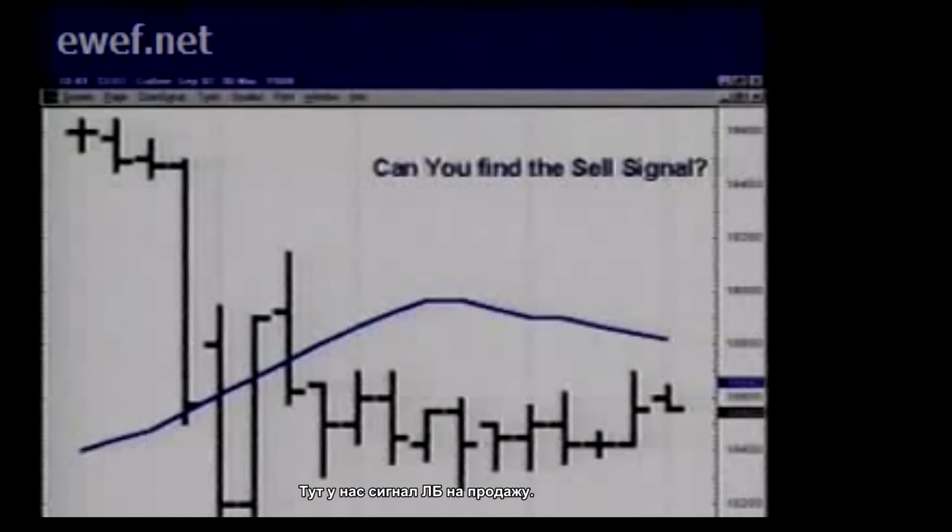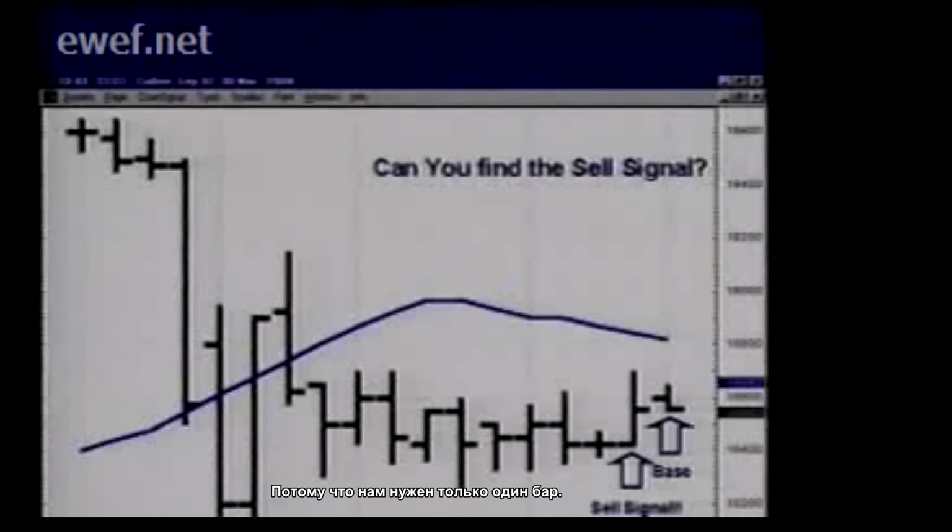And here we have a balance line sell signal. We have the mountaintop, as you can see, the blue line here. We're below the blue line, so we want to get in as quickly as we can because we have a signal, which is a balance line signal. Not only do we have a signal, but we're going downhill. So we want to take the path of least resistance. Here's our base bar. Here's our sell signal because we only need one.